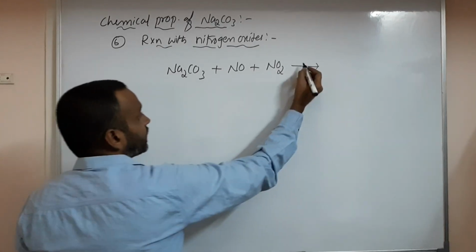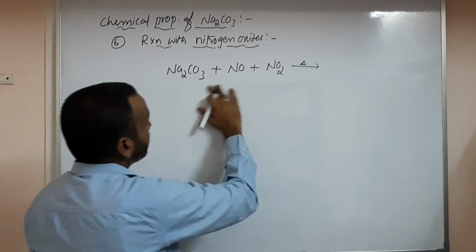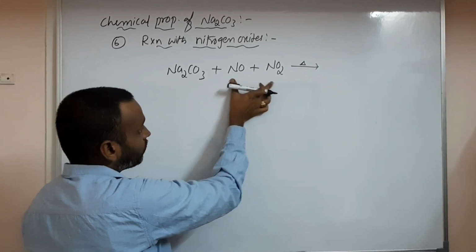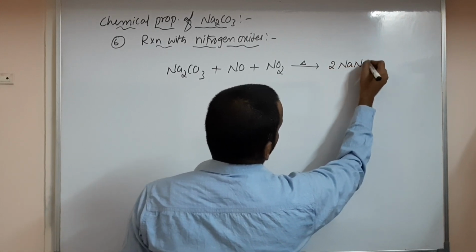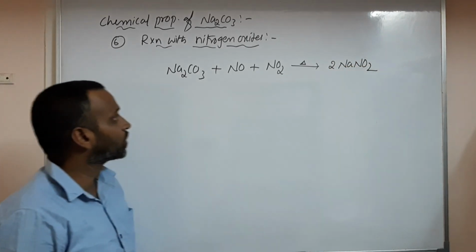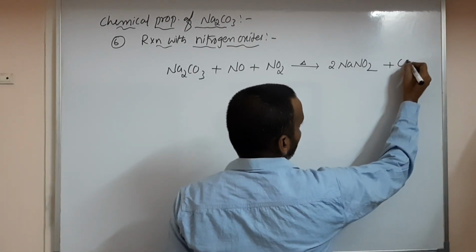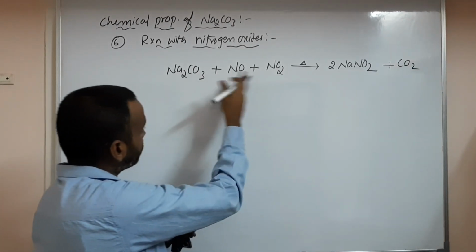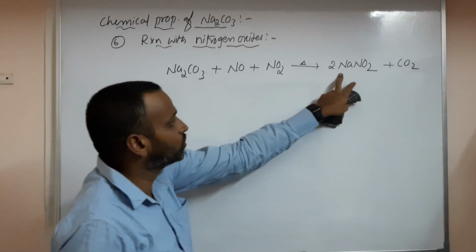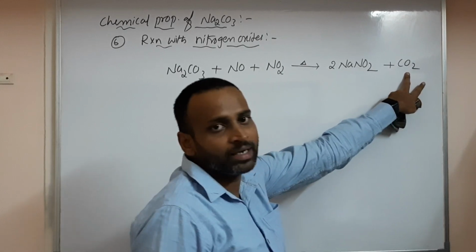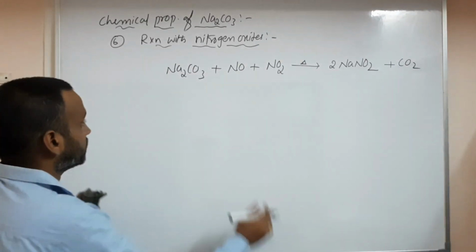on heating. Na2CO3 on heating with NO and NO2, you will get NaNO2, sodium nitrite, plus CO2. Carbon dioxide will come. So 2 moles of NaNO2 and carbon dioxide you will have. Understood, sir? So like this.